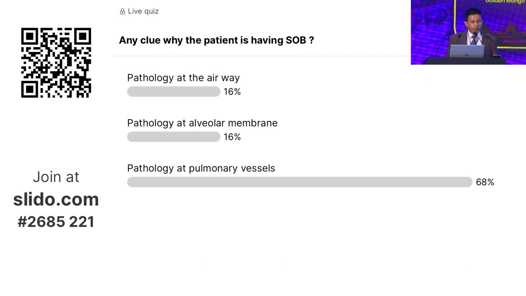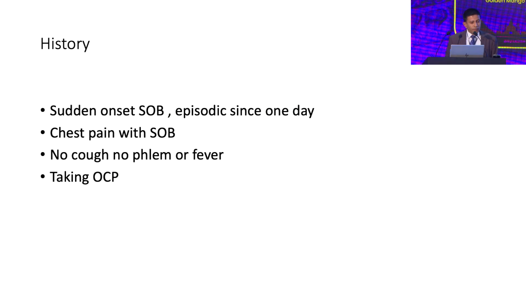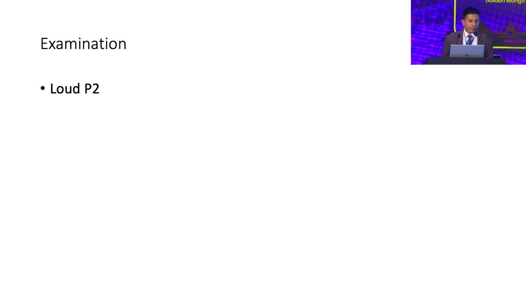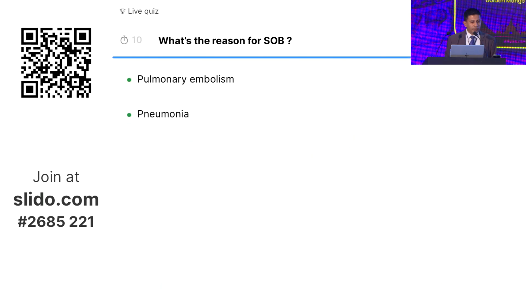Yes, the pathology is at the pulmonary vessels. No? She hasn't had any cough or bronchi symptoms, so it could be something beyond the alveoli. Think about the vessel. History: sudden onset, episodic, she has been using OCP, oral contraceptive pills. Examination: loud P2. What is the reason?